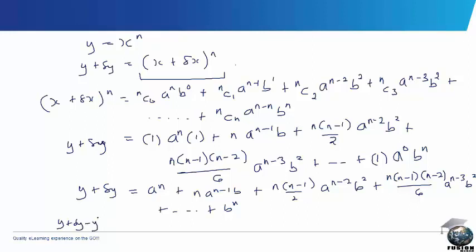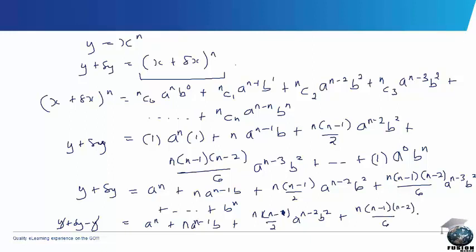And so just like we always do, y plus dy minus y. Okay, we subtract the original equation, which is equal to a raised to the power n, plus n of a raised to the power n minus 1 b plus n into n minus 1 over 2 a raised to the power n minus 2 b squared plus n into n minus 1 n minus 2 over 6 a raised to the power n minus 3 b cubed, plus the remaining terms, and then b raised to the power n.